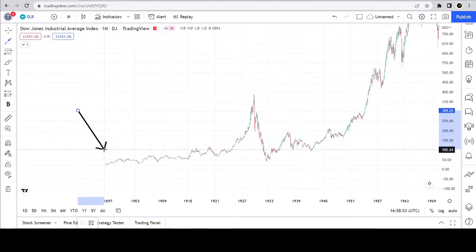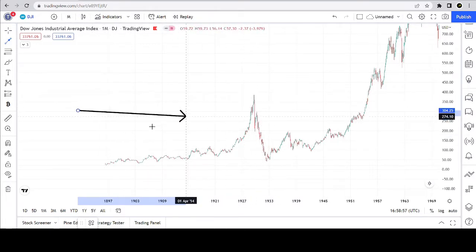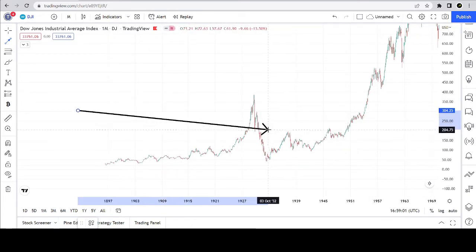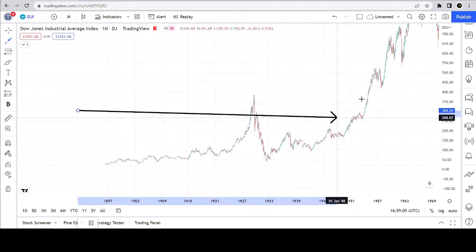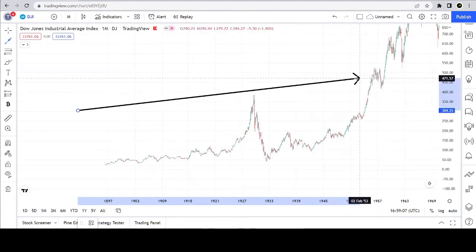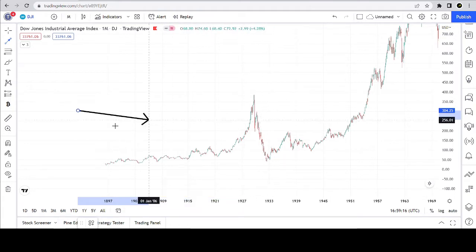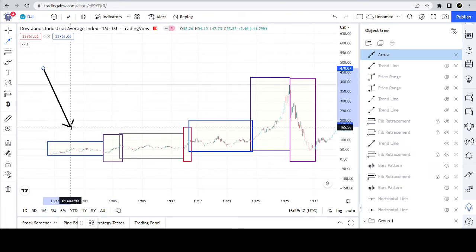Now this whole section right here is a macro pattern. This took 36 years to play out, and from 1932, which was the capitulation point, to present day is 90 years. So folks, this is a very macro picture of the Dow Jones. So let's get started.